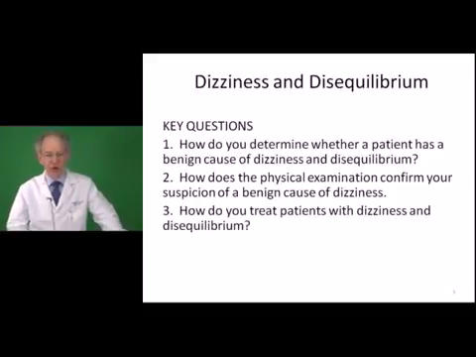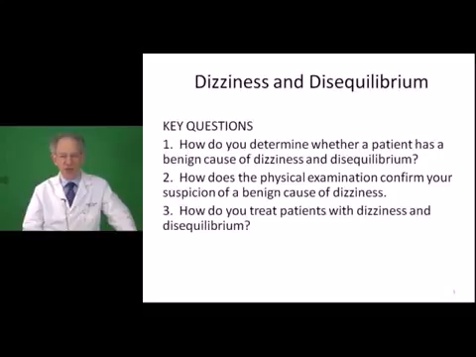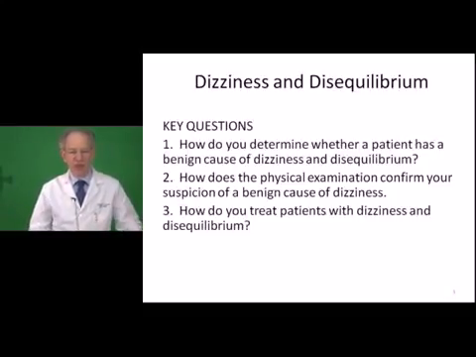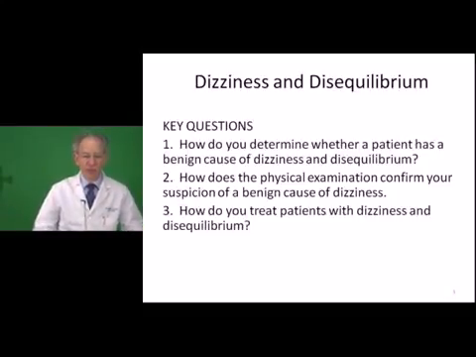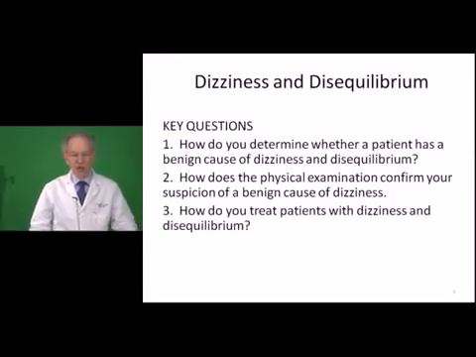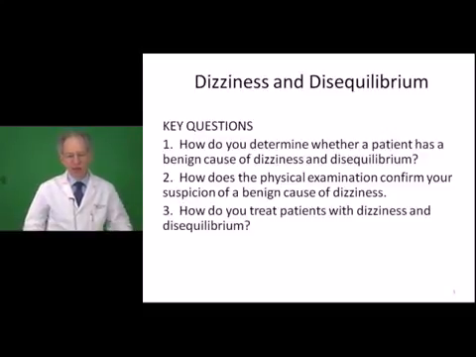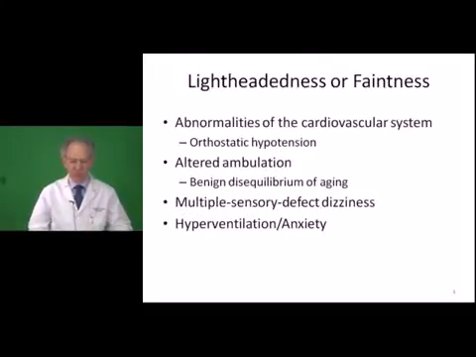I'd like to get started by posing three key questions that you should be asking yourself when you see a patient with dizziness and disequilibrium. First, how do you determine whether a patient has a benign cause of dizziness and disequilibrium? Second, how does the physical examination confirm your suspicion of a benign cause of dizziness? And third, how do you treat patients with dizziness and disequilibrium?